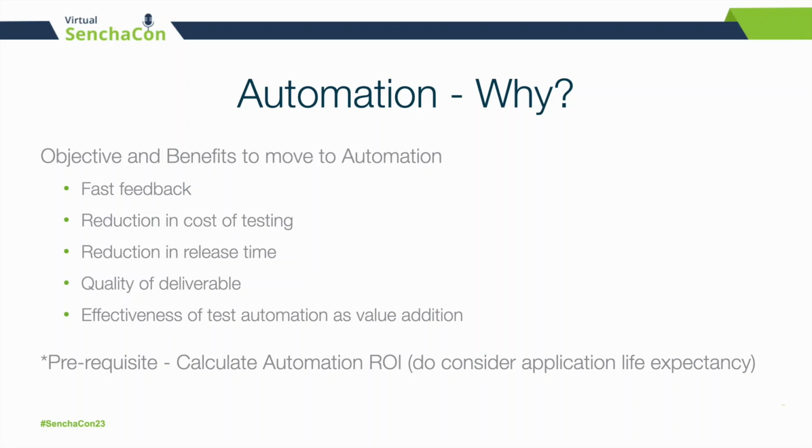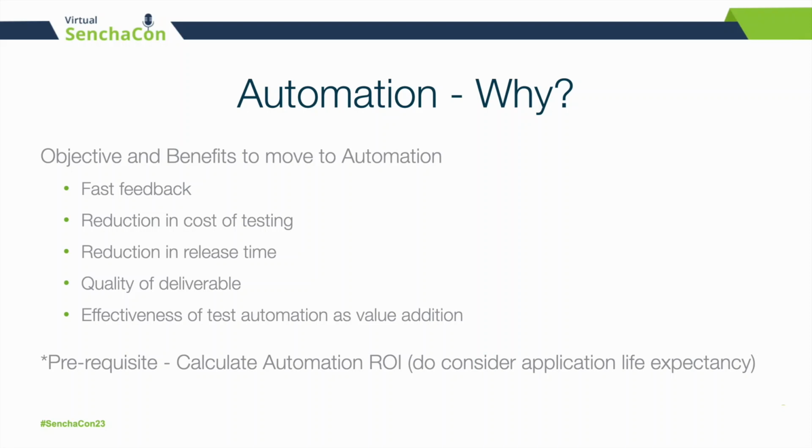Say we have a huge enterprise application which is built on Ext JS. There are so many advantages we get out of using automation, like getting fast feedback. As I said earlier, our automation is plugged into a pipeline, so once the code is pushed, we will immediately get the feedback on how the quality of the build is.